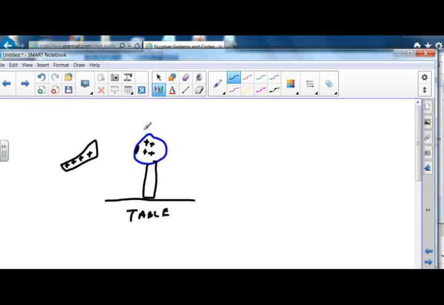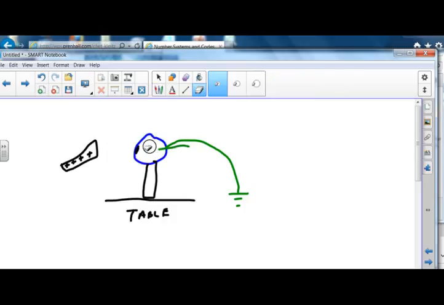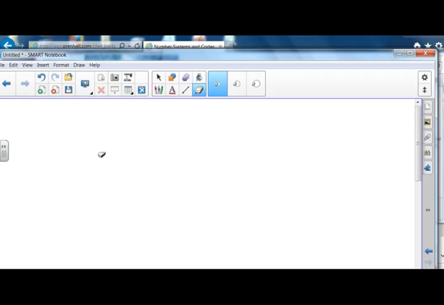Well, it could go through the air, right? Or the table. Yeah. But if I come over here on the other side with a ground wire and touch the ball, what's going to happen to that charge? It's going to flow out of there and go to ground, right? And now there's no charge anymore. Boom, no charge.